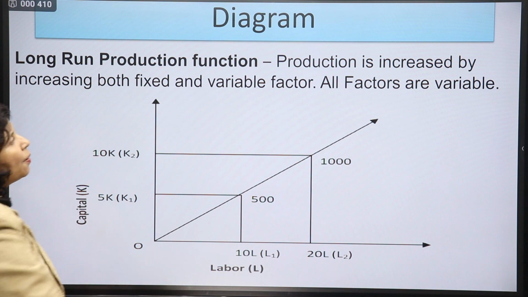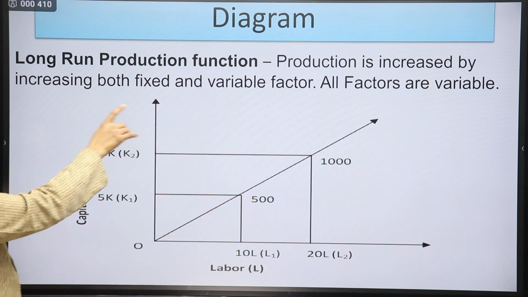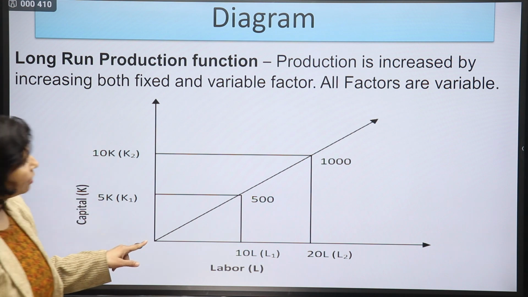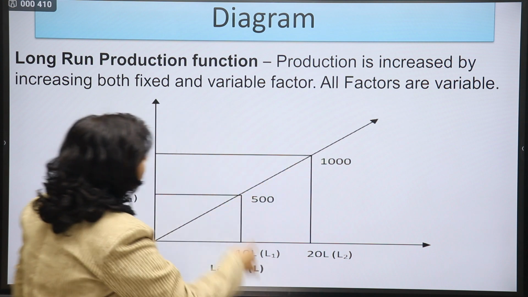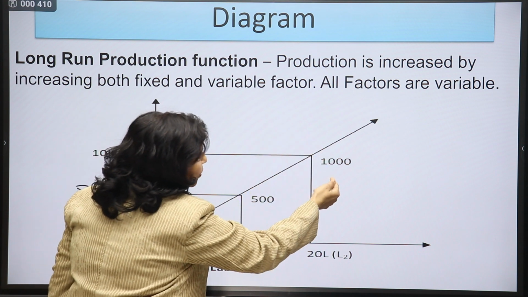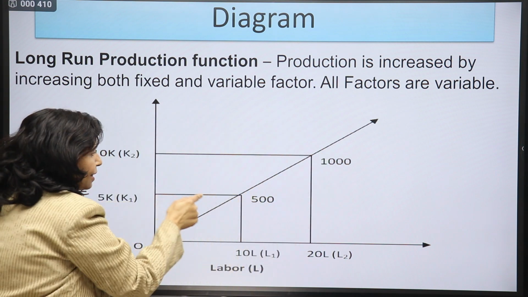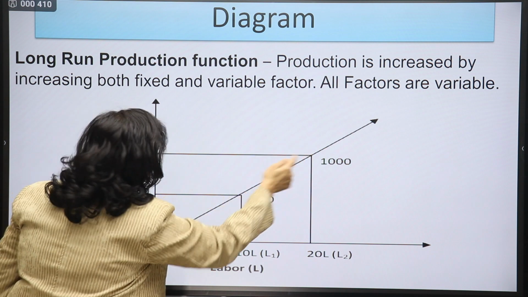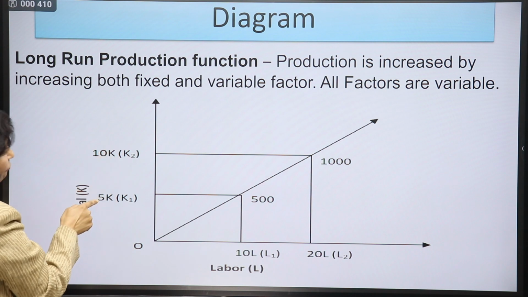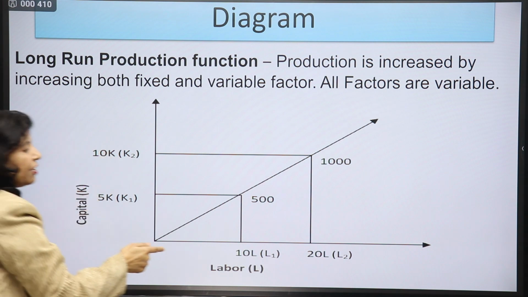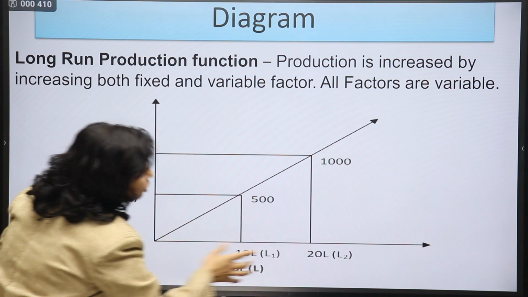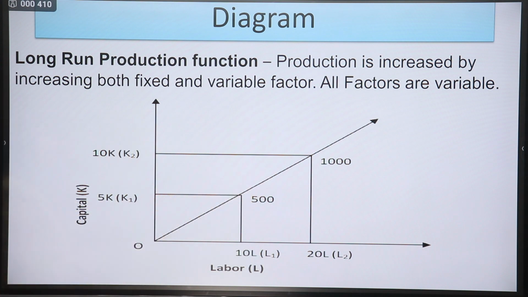In the long run production function, production is increased by increasing both fixed and variable factors. All factors are variable over here. So here this is a line which is passing through your production. Initially production was 500 books and later on we wanted to increase our production to 1000 books. To increase our production from 500 books to 1000 books, we have increased our capital from OK1 to OK2, that is from 5 machines to 10 machines, and we've also increased our variable factor, that is workers, from 10 workers to 20 workers. So both the factors have increased in the long run production function.